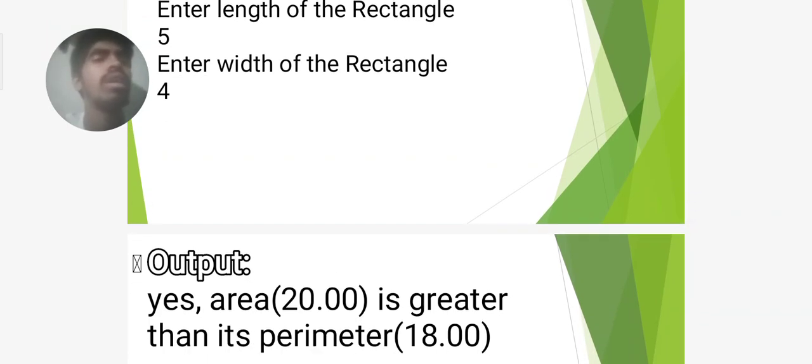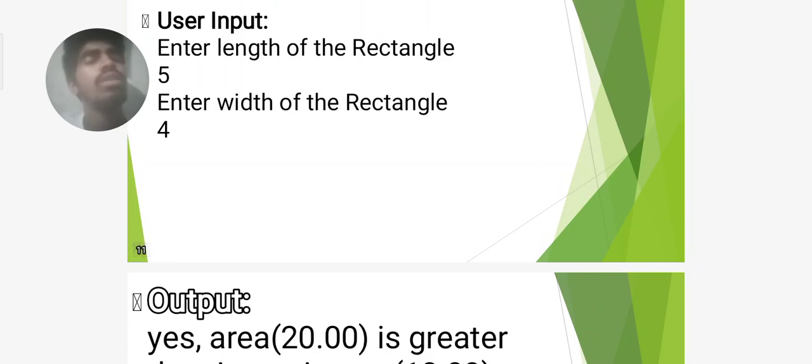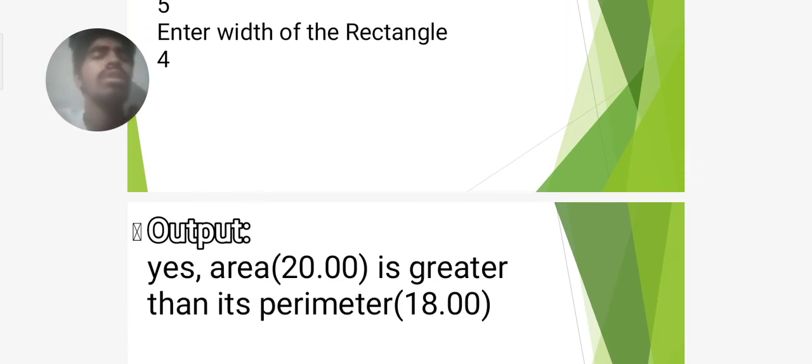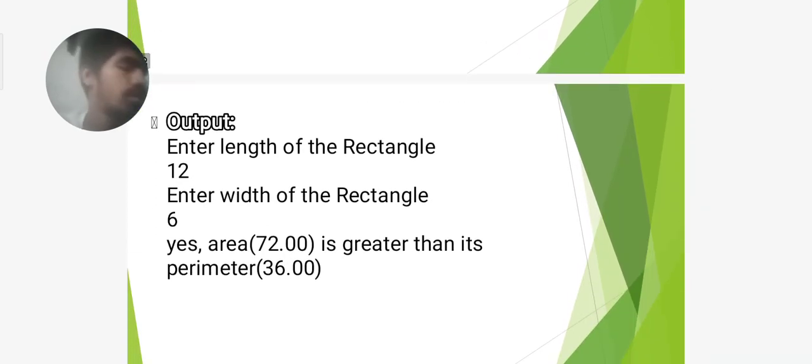So we are giving the length 5 and width 4. What is the formula? L into B. So 5 into 4 is 20. What is the perimeter formula? 2 into (L plus B), that is (5 plus 4) into 2, that is 18. So we can observe the output: area is 20, perimeter is 18. What we have observed is that area is greater than its perimeter. So 20 is greater than 18. So finally we concluded that area is greater than its perimeter in this rectangle.